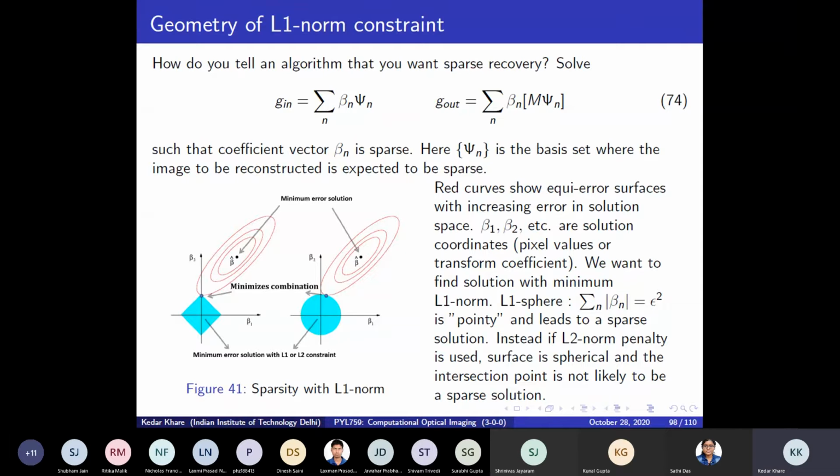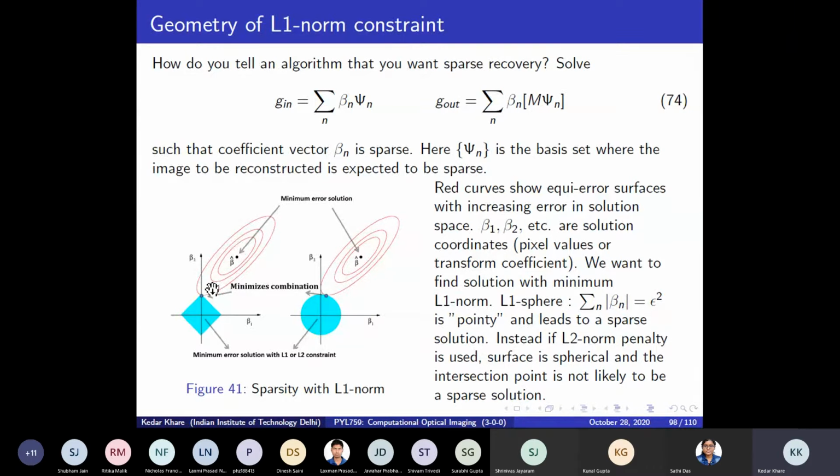Now look at this a little more carefully. If you keep increasing this L1 sphere, it will intersect at a point where both beta 1 and beta 2 are non-zero. So the choice of alpha is very important. If alpha is low, it means you don't care about how large the L1 norm is, and the L1 norm can grow very large. In that case, the intersection point will have both beta 1 and beta 2 non-zero.